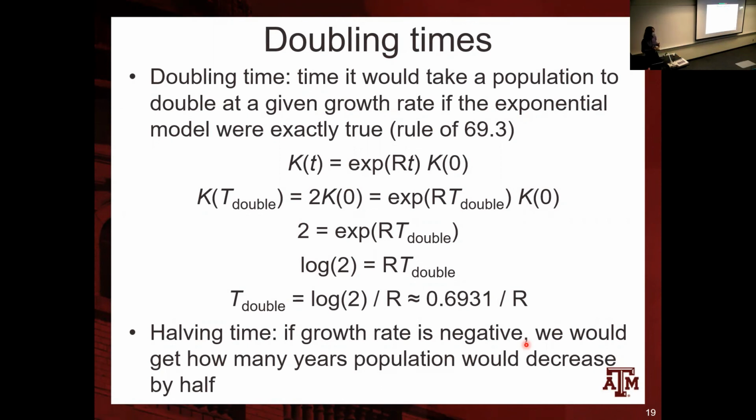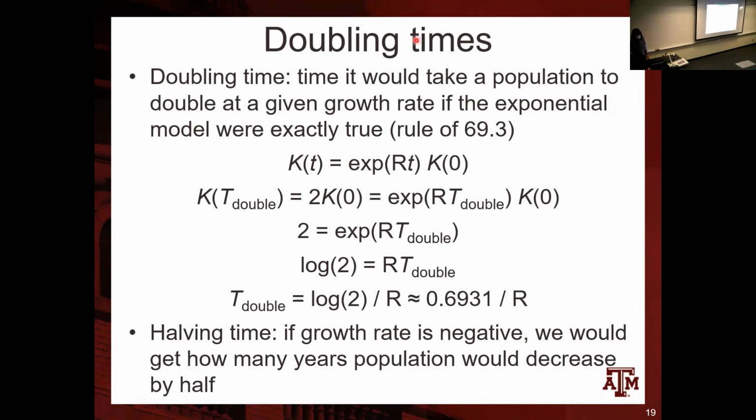If the population keeps increasing at the rate that we see today, how long would it take for the population to double in size? If it was the opposite, if we see a population that is declining in size over time, and it keeps declining on that path, how many years would it take for the population to be half of the size of what it is today? That would be the halving time.